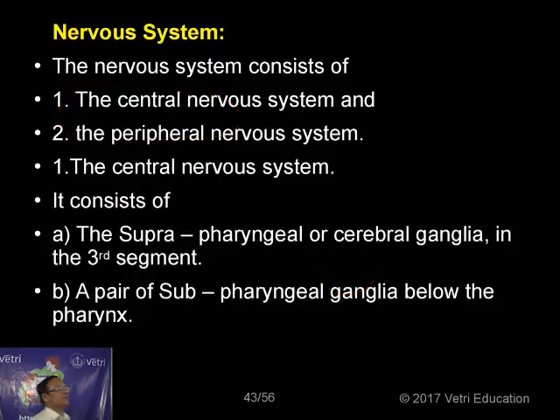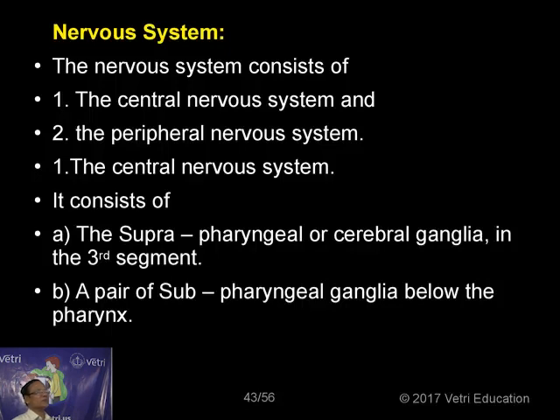Now the nervous system. We have the central nervous system as well as the peripheral nervous system, and also the autonomic nervous system. As a general rule, in the case of animals, we have the central nervous system and peripheral nervous system. But here, the autonomic nervous system is not well defined. Now the central nervous system consists of a so-called brain, a pair of suprapharyngeal ganglia lying above the pharynx and present normally in the third segment, otherwise called cerebral ganglia.